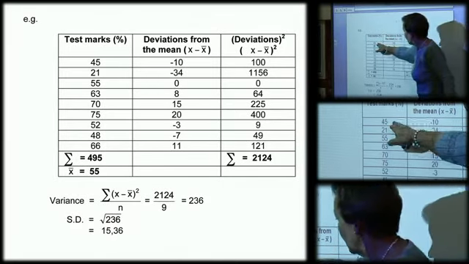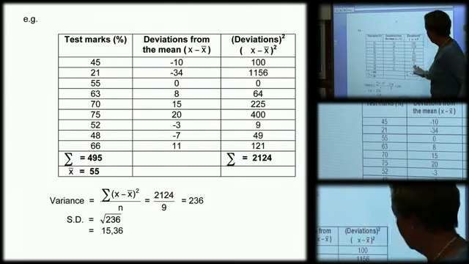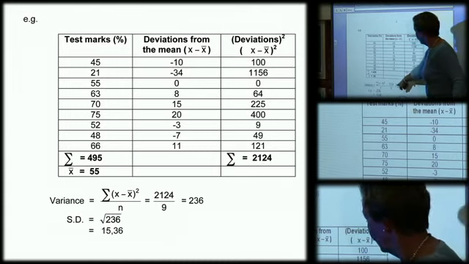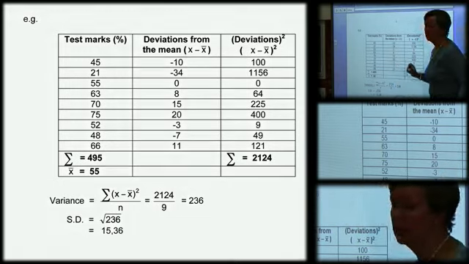So it's that minus the mean, gives you that number, square it, add it up, divide it by the number of scores, which is 9. And we get 236. Find the square root, standard deviation.